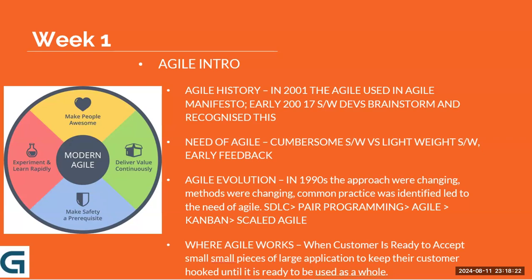Next point. Deliver value continuously. I think we've explained this enough: we focus on what the customer wants, and we keep giving it to them at regular time intervals. That is your consistent delivery, and that ultimately makes the customers happy and satisfied, and they really want to work with you more. Next point.